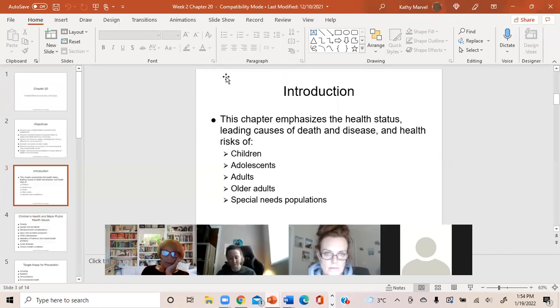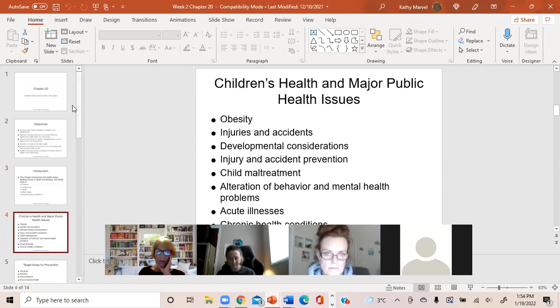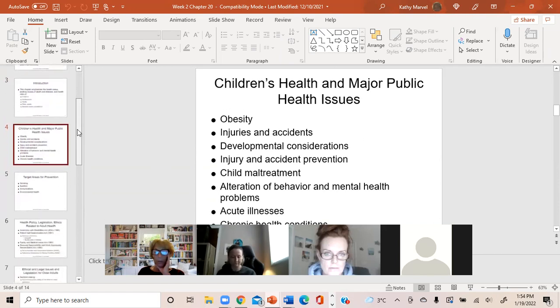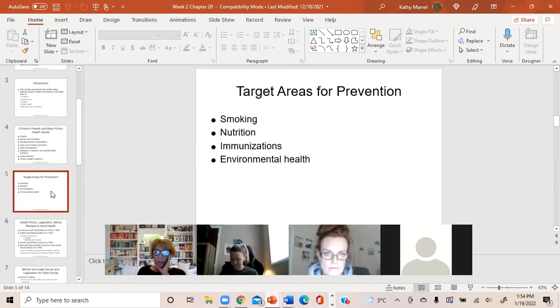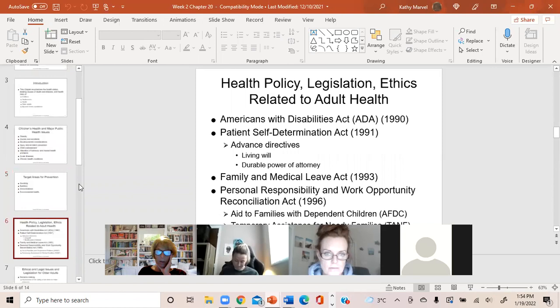And here are the populations that we're talking about. Children, adolescents, adults, older adults, special needs. Okay, and then you can probably answer numerous objectives. Start here at the PowerPoint. The next slide is children's health, major public health. All right, major health issues among children. Okay, target areas for prevention for children.